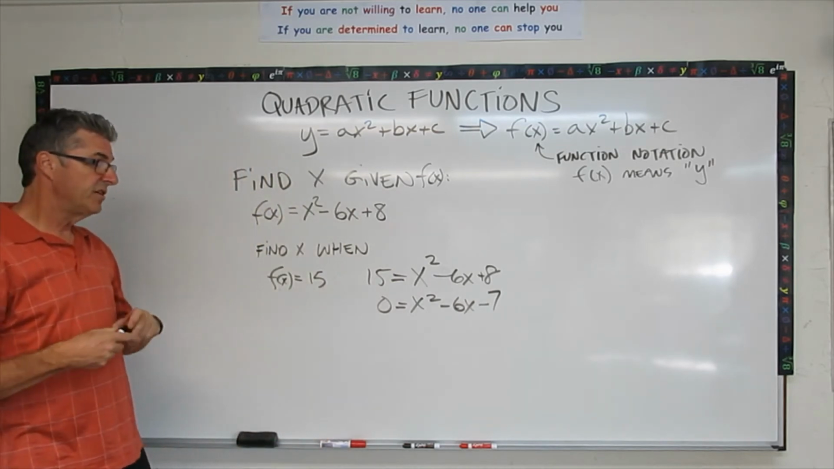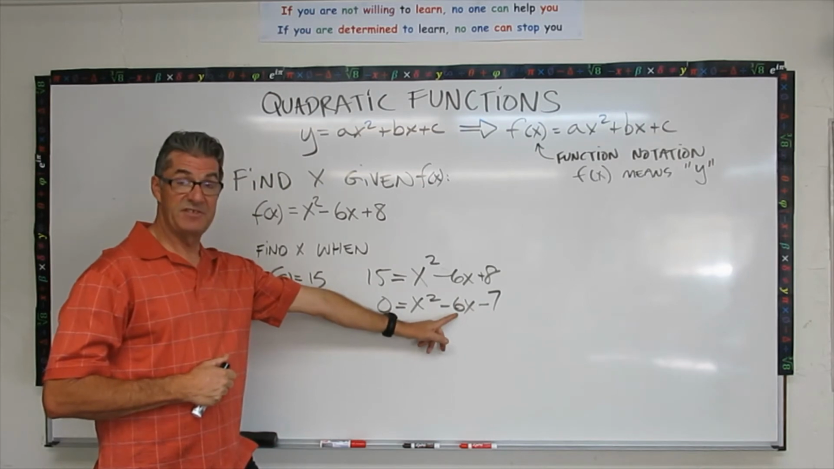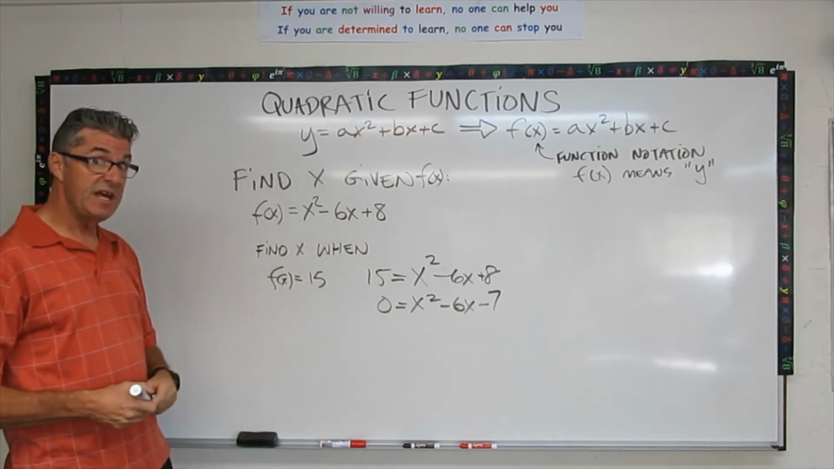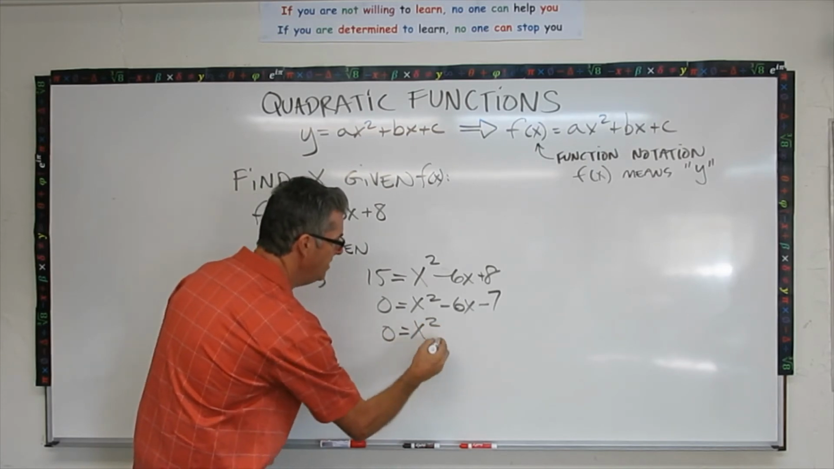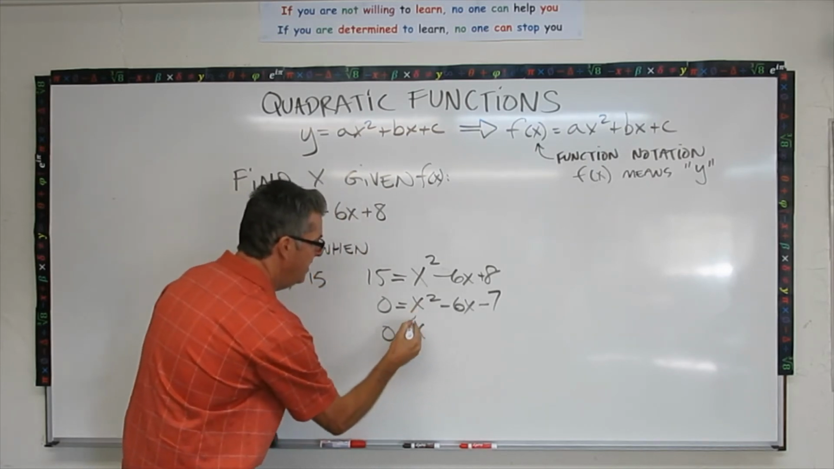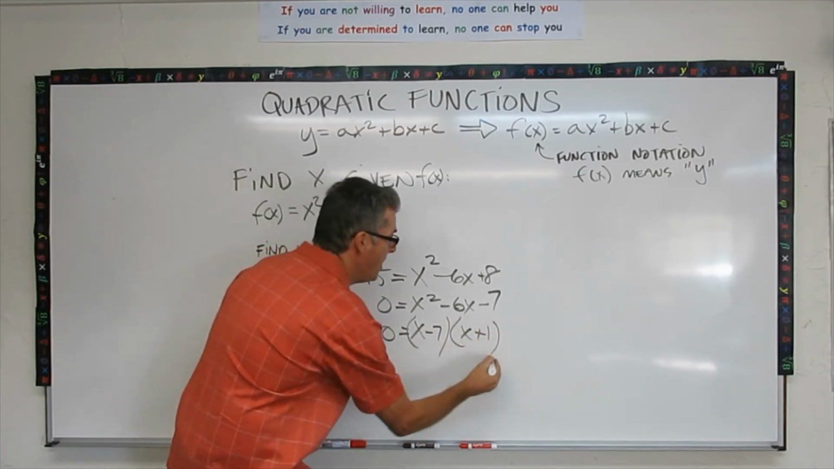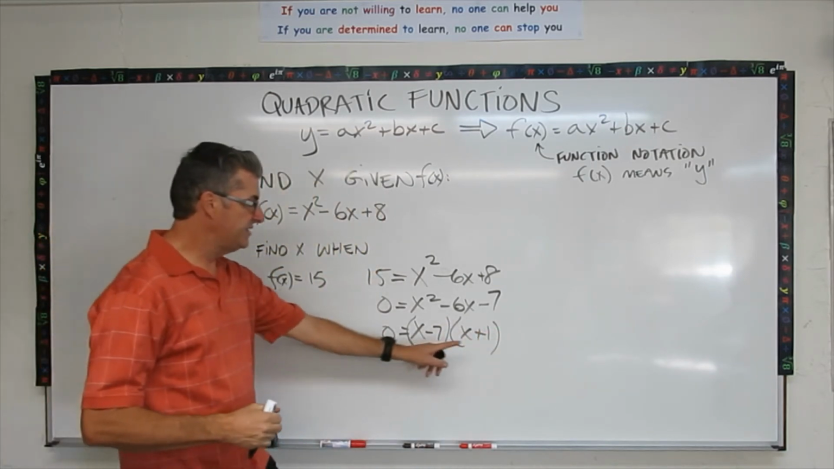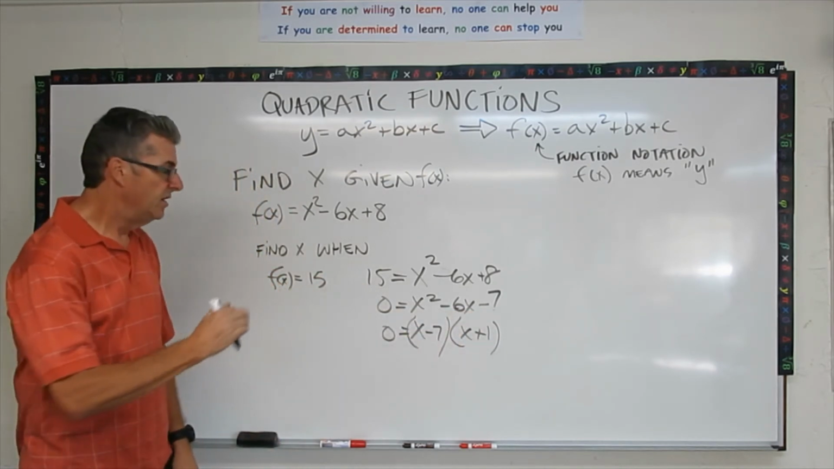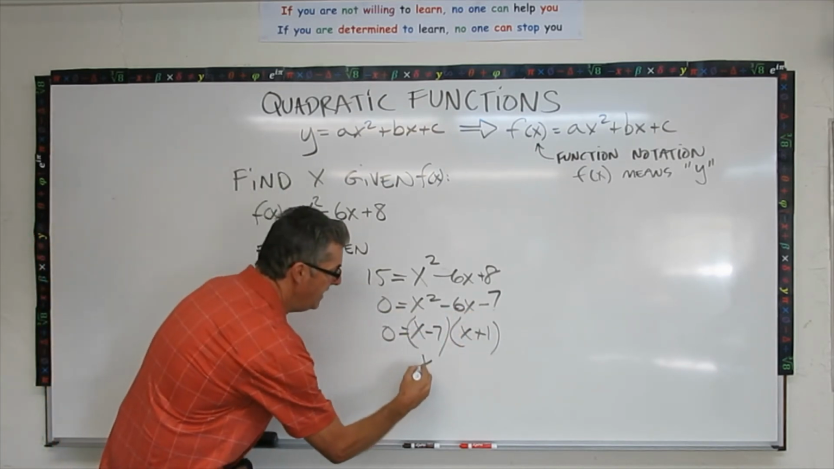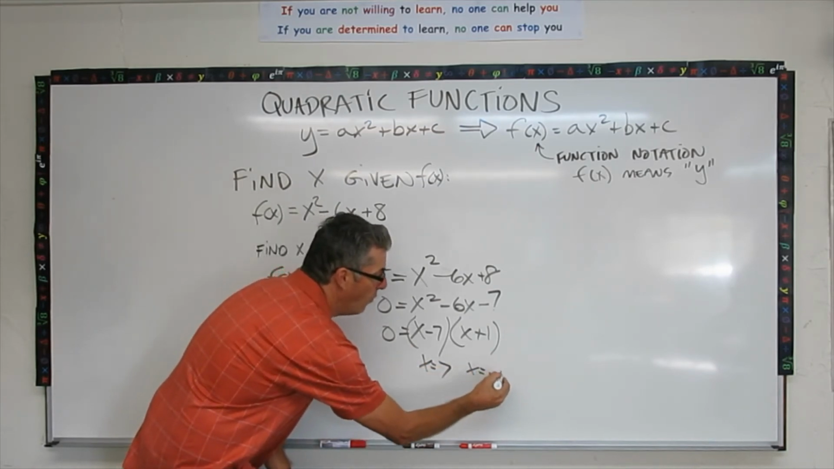So two numbers that multiply to negative 7 but add up to negative 6. So that's going to be negative 7 and positive 1. 0 equals x minus 7 times x plus 1. Again, minus 7 times 1 gives me negative 7. Minus 7 plus 1 gives me negative 6. So my solutions now are x equals 7 and x equals negative 1.